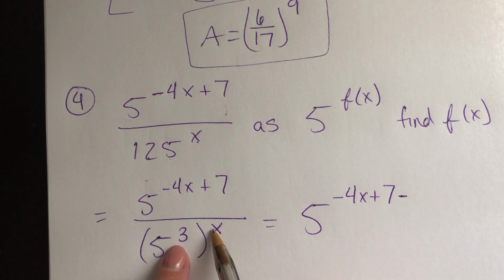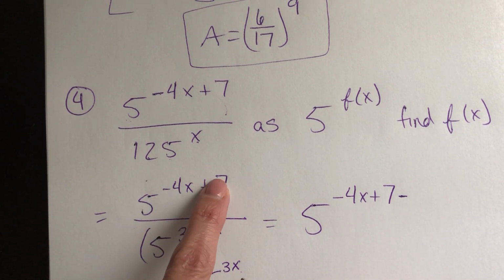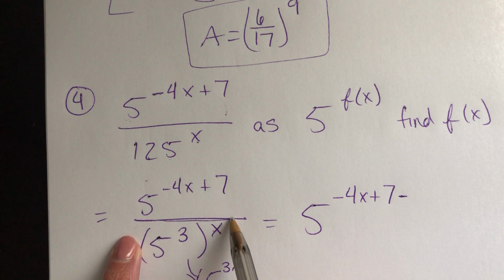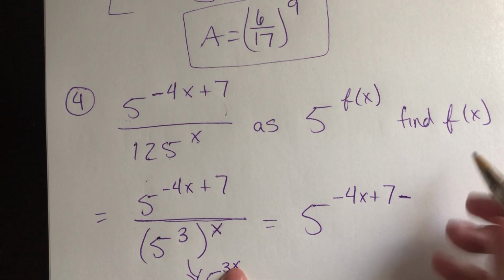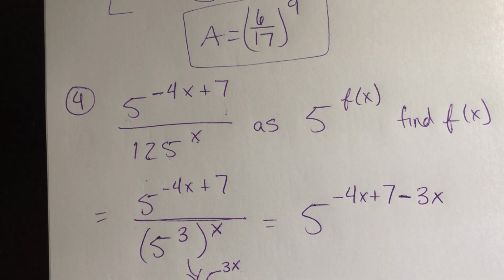Remember, power to power, multiply. So this is the same thing as 5 to the 3x. 3 times x is 3x. So since I'm dividing, I'm going to subtract. I'm going to take the bottom exponent and subtract that. Okay? And then I can just simplify by combining my like terms.